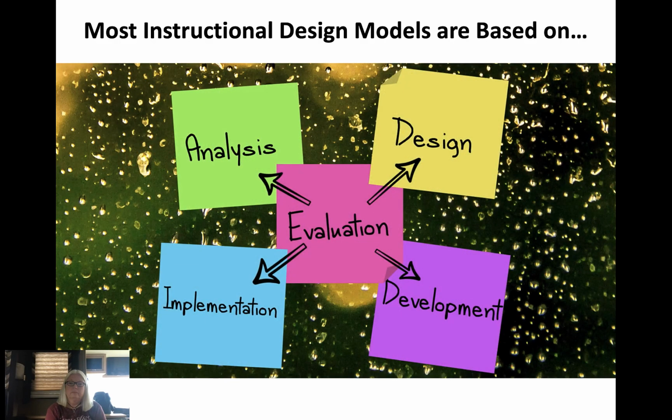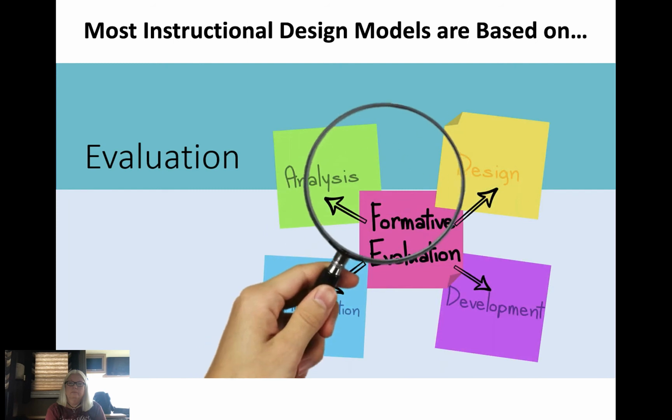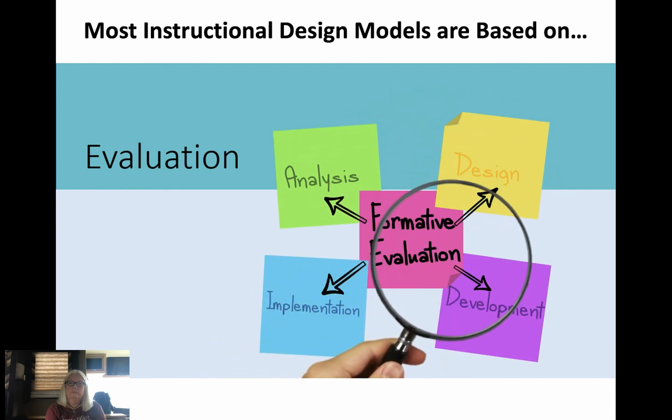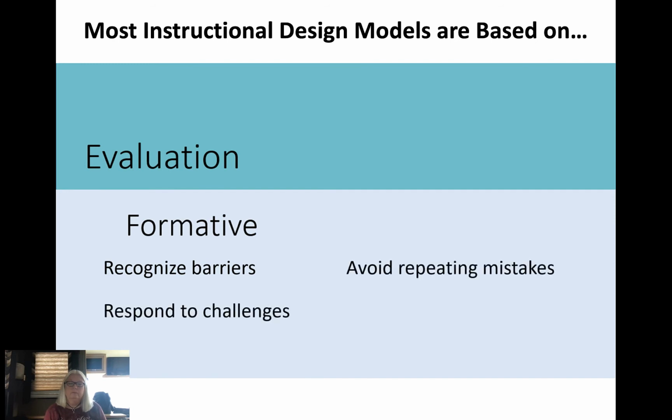Evaluation intersects with each of the other stages of the training process. This involves two major components, the formative evaluation and the summative evaluation. The formative evaluation describes the examination that is done throughout the other four stages of the training process. The formative evaluation allows those involved in the training or curriculum development to recognize potential barriers to the training before they happen, respond to training challenges as they occur, avoid repeating mistakes, and make course corrections as needed.